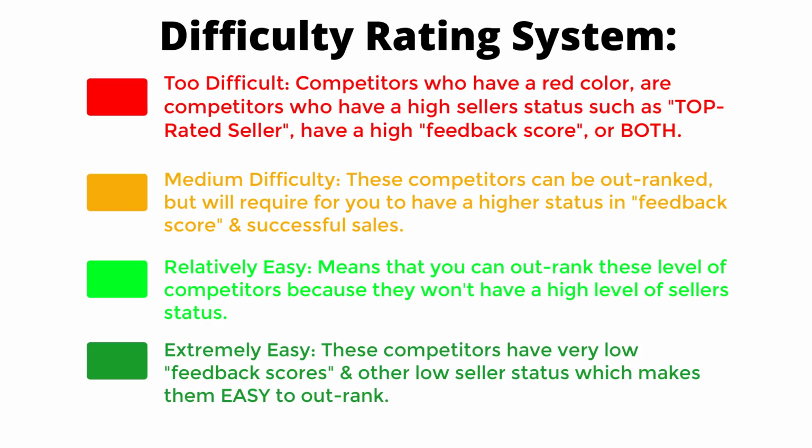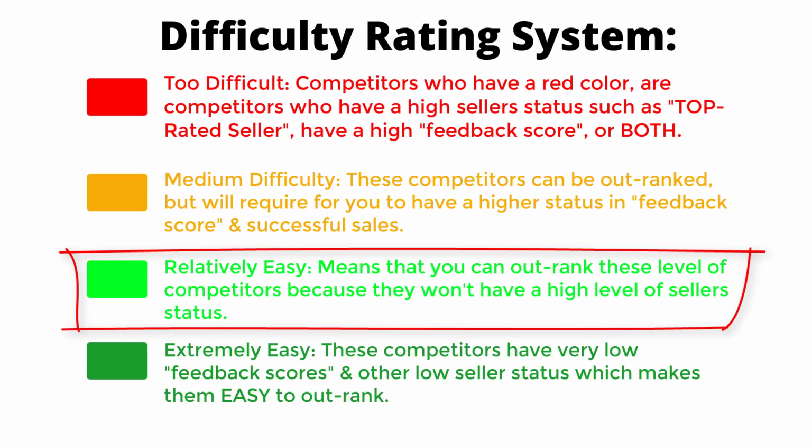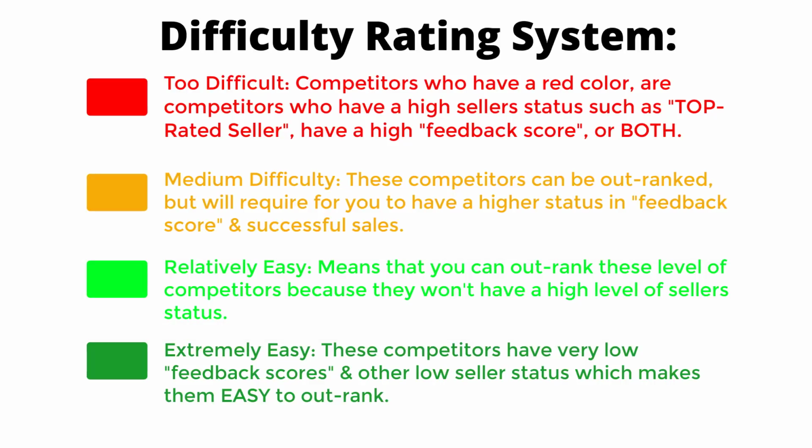Okay, so the next one down would be relatively easy, which is the lime green color. And this means that you can outrank these level of competitors because they won't have a high level of seller status. They won't have, for example, a really high feedback score. They won't be labeled a top rated seller or anything like that. Okay, so those guys are actually not too hard to beat.